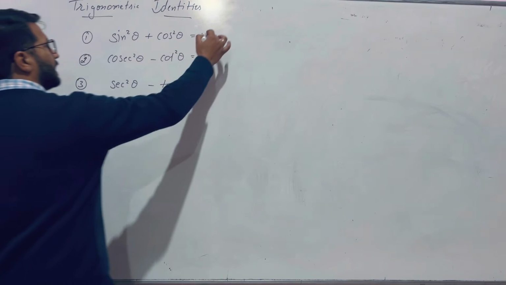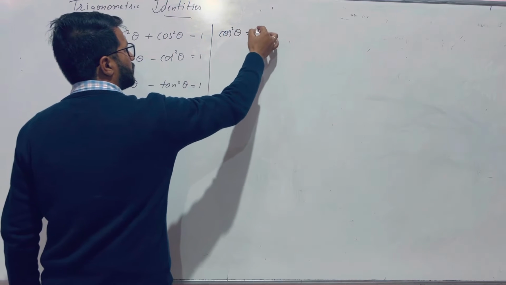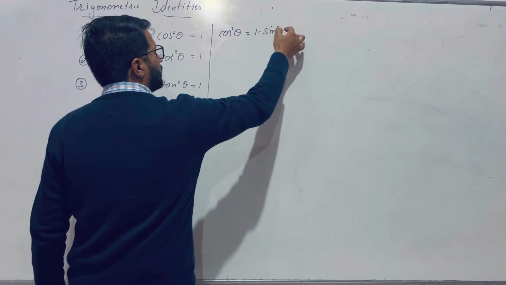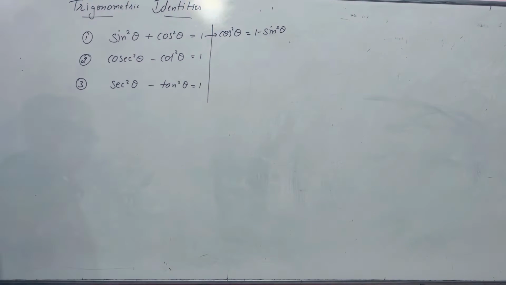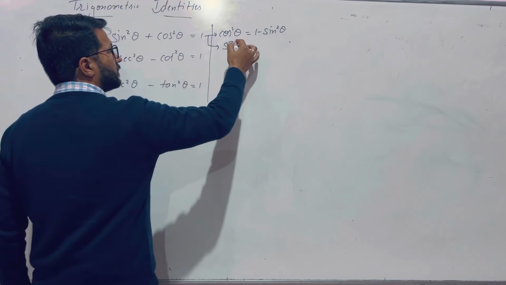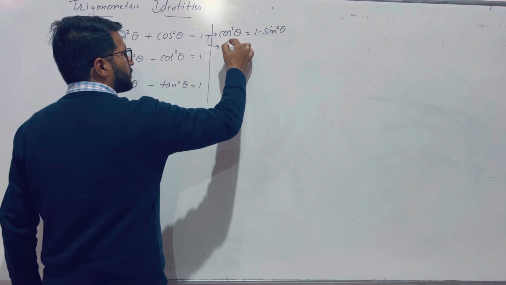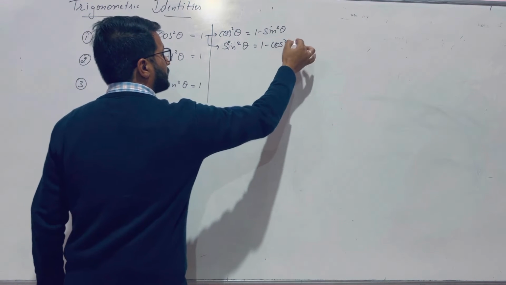We can rewrite the first property as cos square theta is equal to 1 minus sin square theta. Or we can rewrite the first property as sin square theta is equal to 1 minus cos square theta.